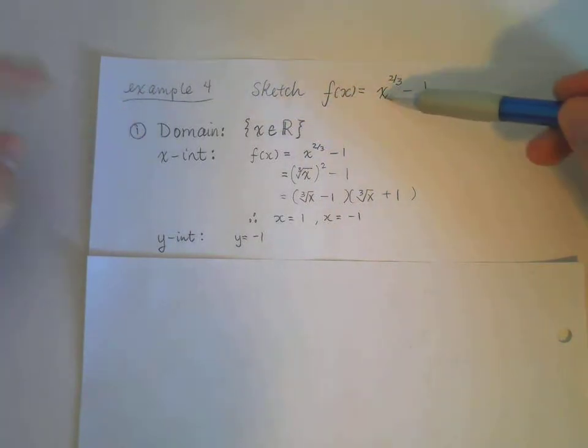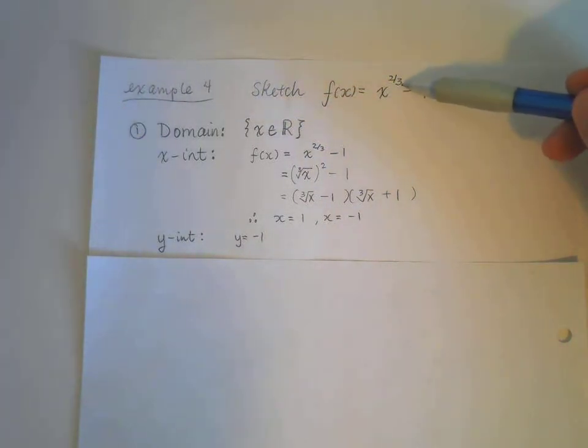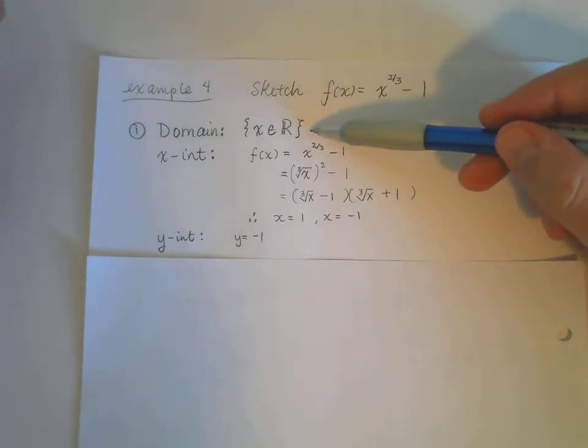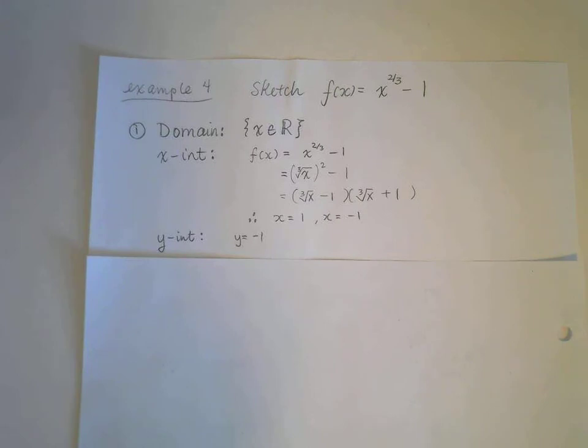the domain, which in this case, because that is essentially saying a cube root of x squared, cube roots, I can cube root pretty much anything, so I have a domain of every real number. Nothing is restricted for me.